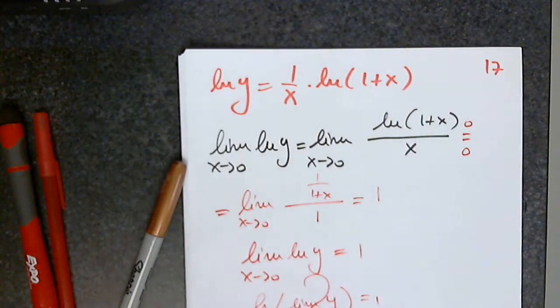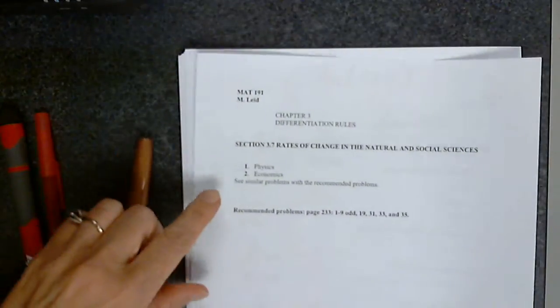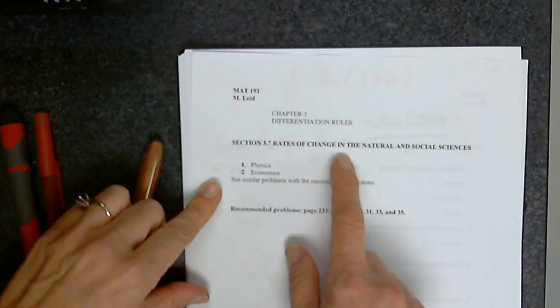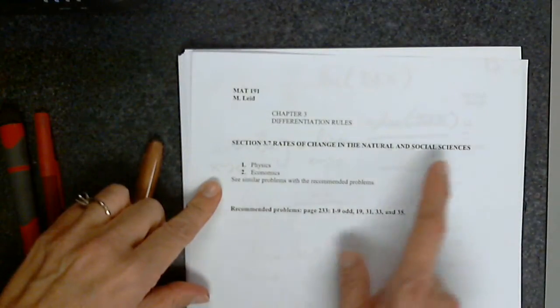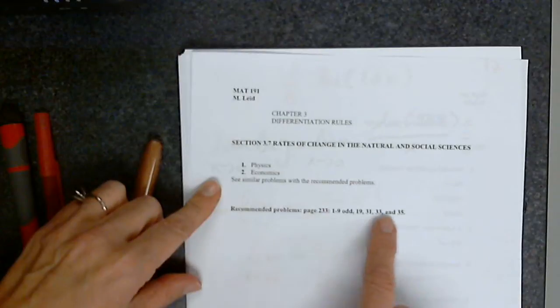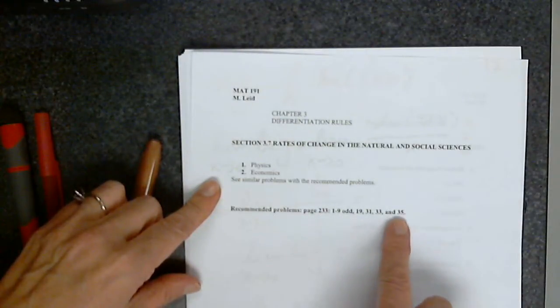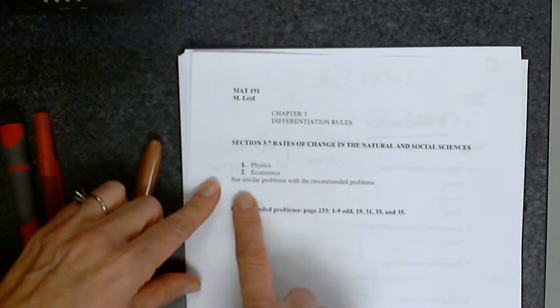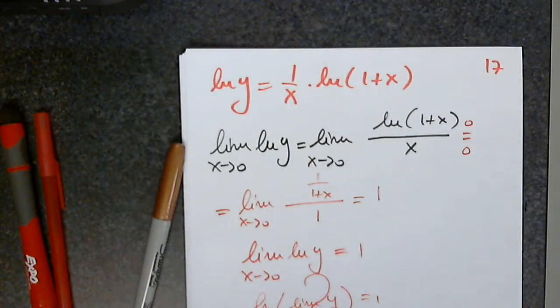Okay, any questions? Any questions? I'm looking for my 3.7 handout. I'd like to start. I don't have really anything. I just said, okay, we're going to look at the rates of change. I gave that to you last time. Change in the natural and social sciences. And I just stuck with what my department chose, only physics and economics. And we're going to choose problems. Okay?